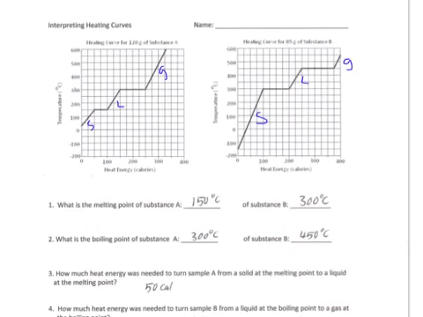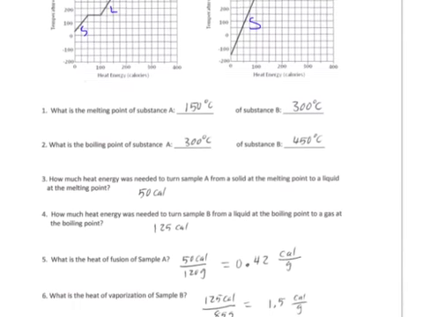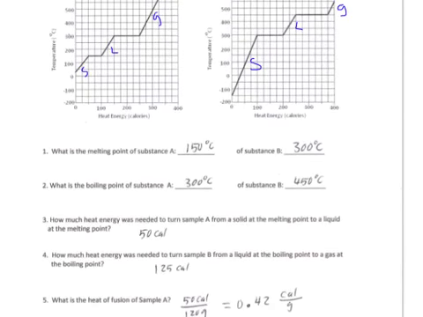Okay, it says, how much heat energy was needed to turn sample A from a solid at the melting point to a liquid at the melting point? So here I am, a solid at the melting point, and here I am, a liquid at the melting point, and it's this much energy that it took. How much did it take to get from here to here? Since I'm counting by 25s on this axis, 25, 50, the answer is 50 calories.